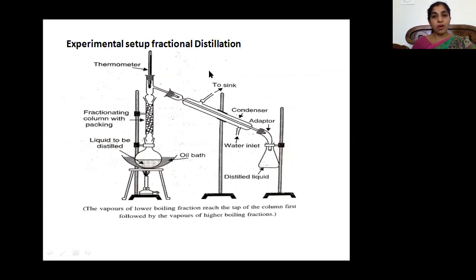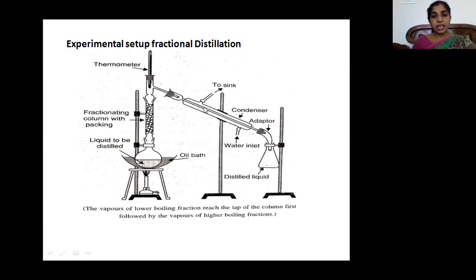This is the setup for fractional distillation. You can see here a round bottom flask fitted with a fractionating column. Both are fixed to the stand. At the bottom you can see the Bunsen burner, and the flask has a long side tube to which a condenser is fixed. In turn, the condenser is fixed to the receiver flask, where both are connected through the adapter or bent tube. Again, this receiver is also fixed here.